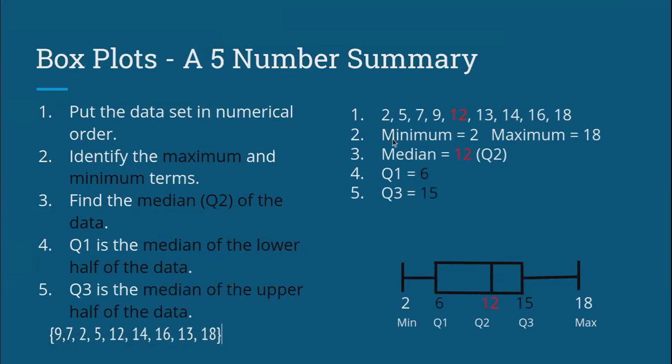Again, starting from steps 2 through 5, we find the 5-number summary. We have the minimum value, which is 2. The maximum value is 18. So 2 and 18. We have 9 numbers in the data set. So for the median, we come 4 in from the left, 4 in from the right. 12 is the median. So we have now split the data in half.